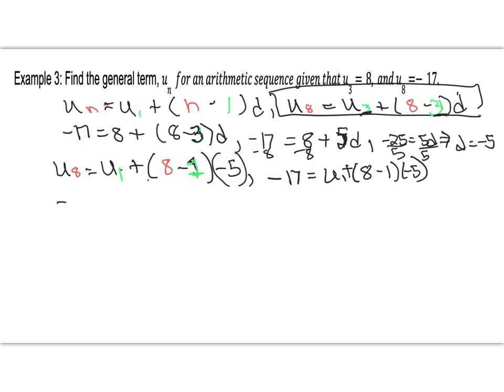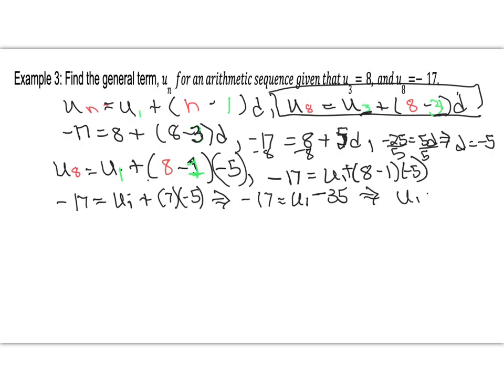All right, so negative 17 equals U1 plus 8 minus 1, which is 7, times negative 5. So negative 17 equals U1 minus 35. And if I add 35 to both sides, I get U1 equals 18. That's my first term. So now I have U1.